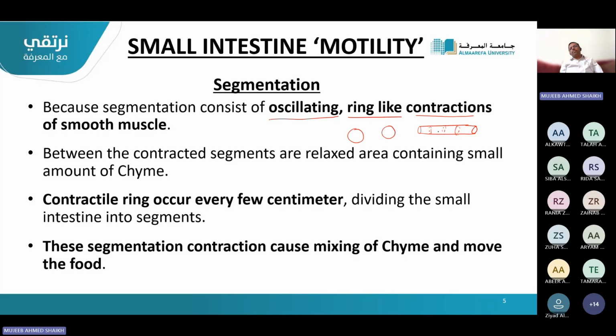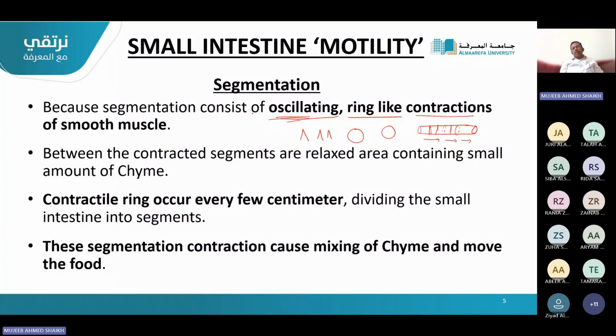That's why the name is segmentation contraction, and it is called oscillating. Oscillation means coming and going, coming and going. So it will come here and go, then come here in between and go, and come here in between and go. That's why it moves the food a few millimeters at a time to the next segment. This is the meaning of oscillating ring-like contraction of the smooth muscle occurring in the small intestine.